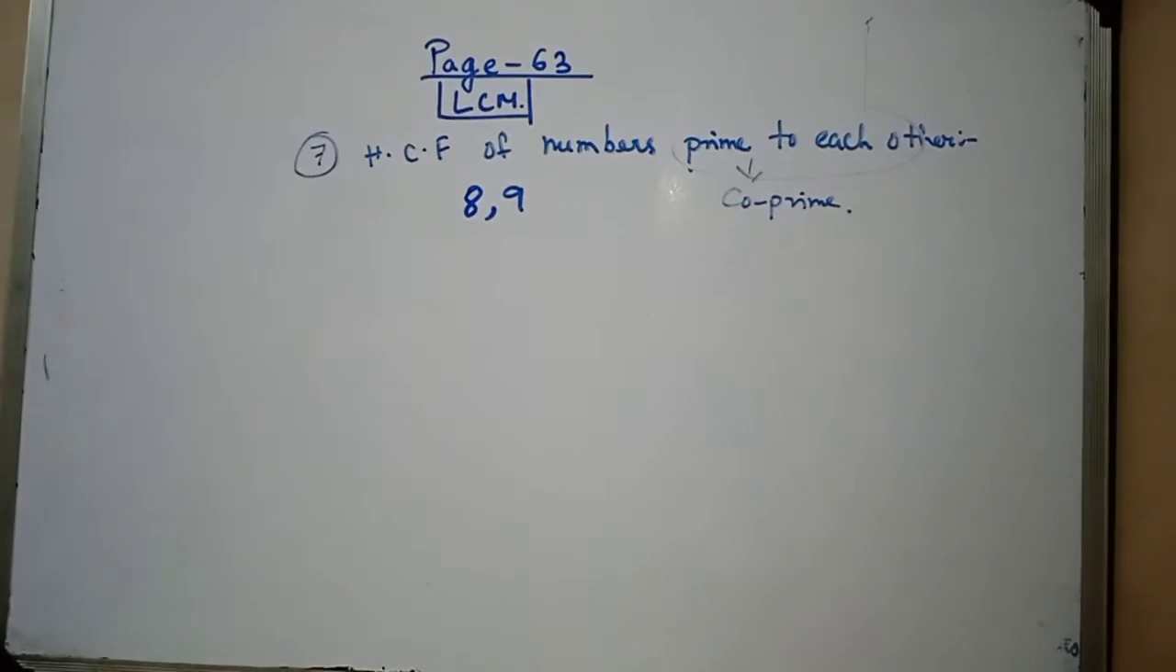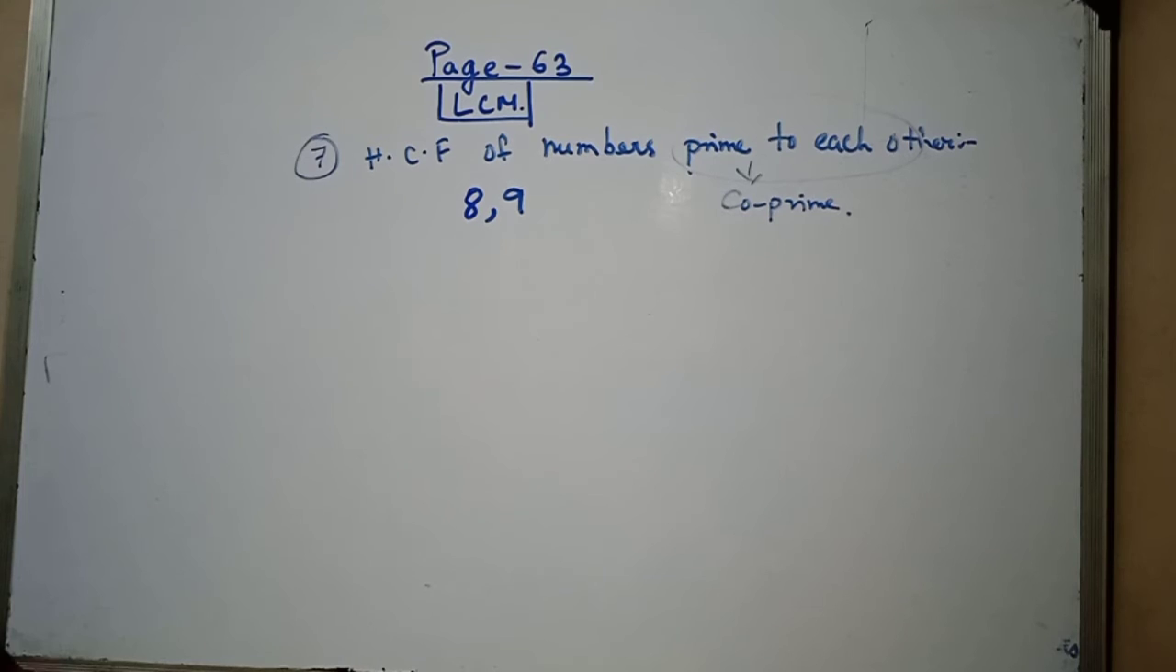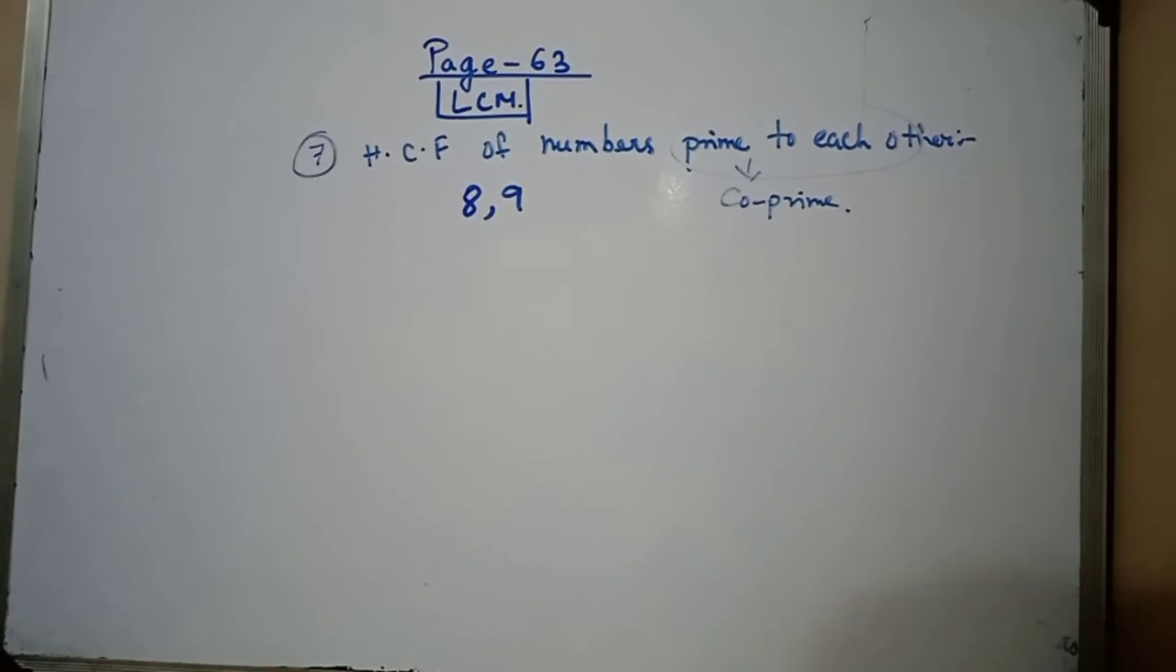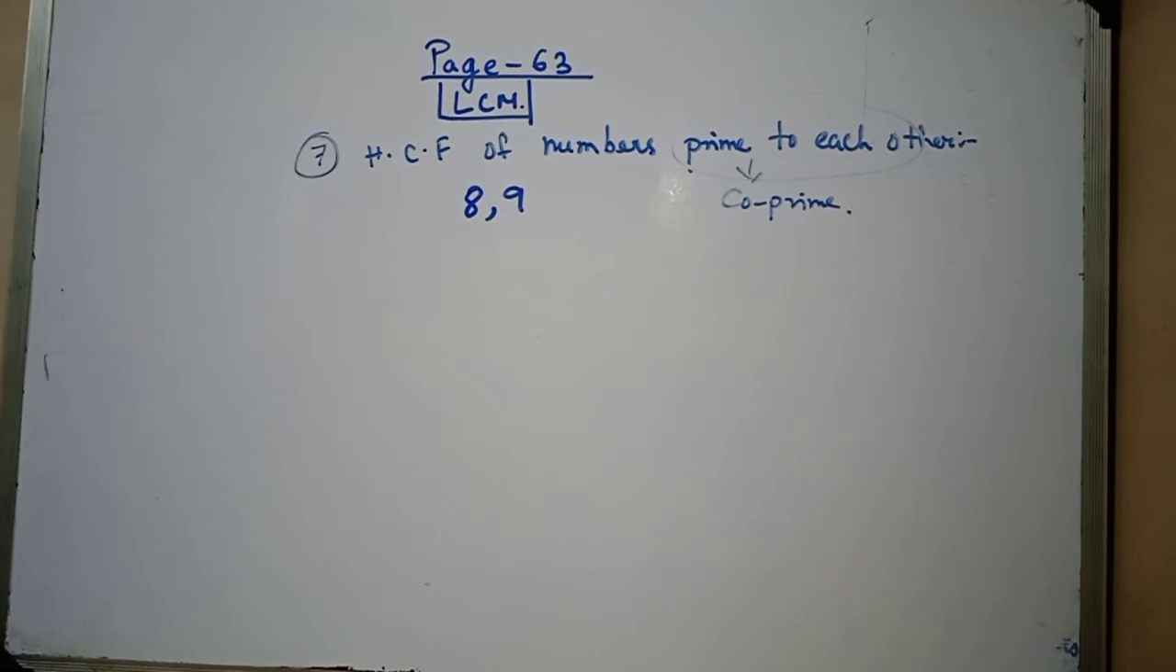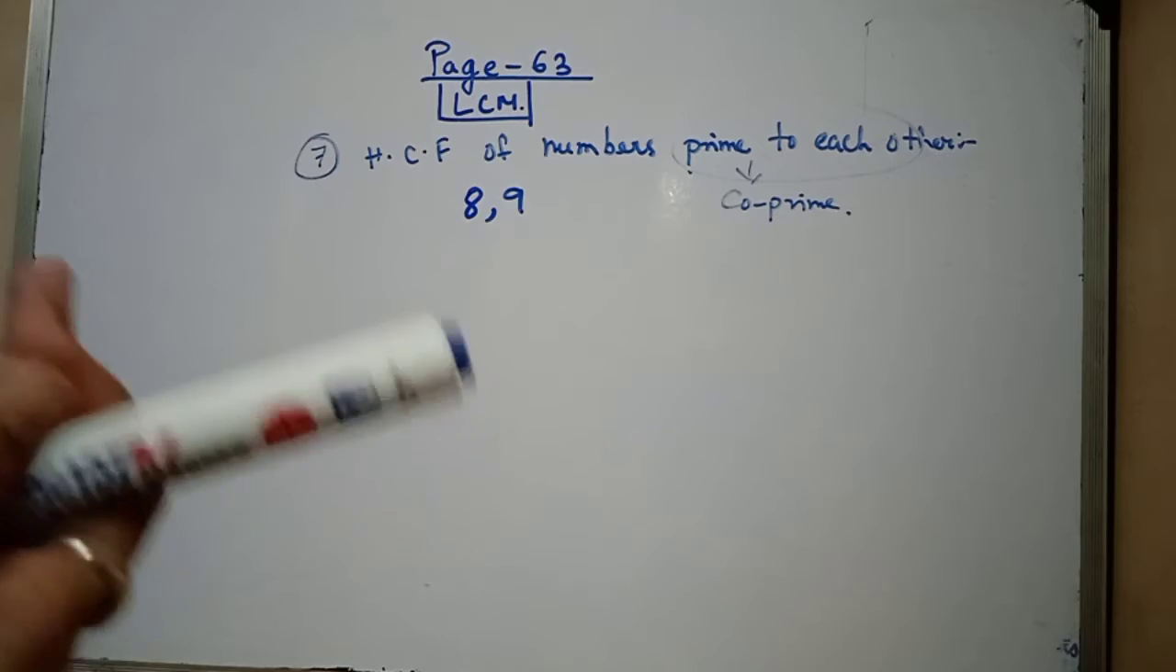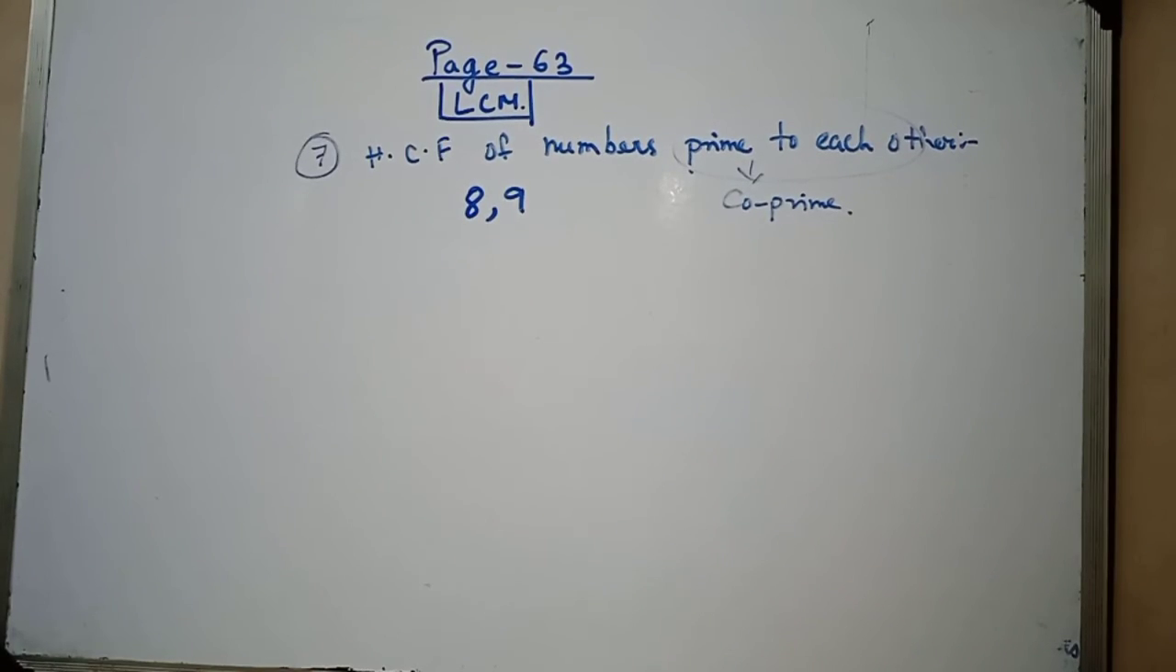Eight and 9. Okay, so you can ask that 8 can be divided by 2, 9 can be divided by 3. So how can they be co-prime? When we say two numbers are co-prime, that is, prime to each other, it means there is no common factor between these two numbers.